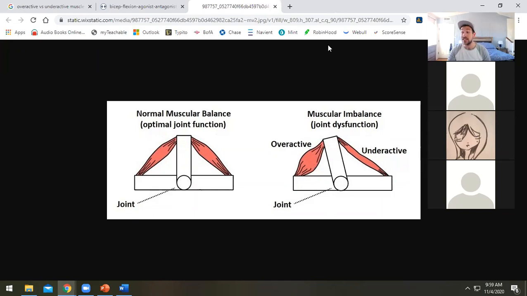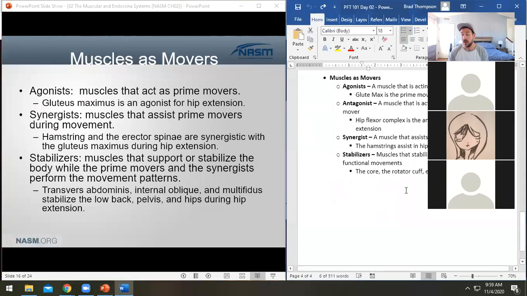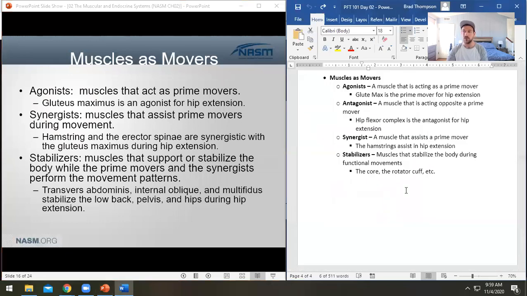And so we need to be able to identify those overactive muscles. That's what we're going to do in the rest of this course. We're looking at how to identify those overactive muscles. But in order to do that, we need to understand how the muscles are arranged. And so when we look at it, we do have names for when a muscle is the main muscle, or when a muscle is a helper muscle, or when a muscle is the opposite muscle.